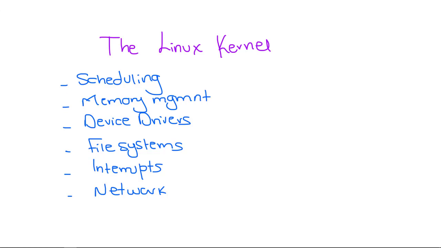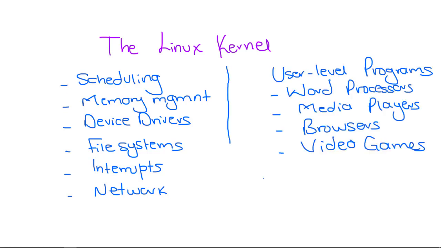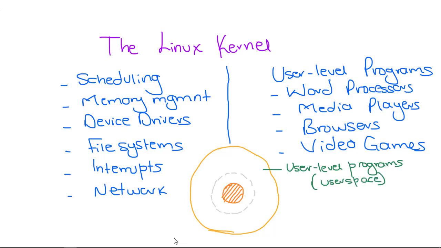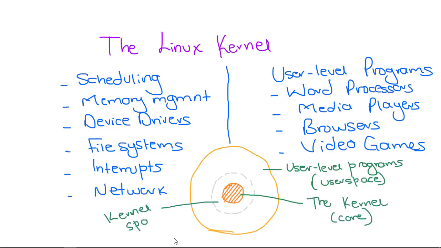These other useful utilities are collectively called user-level programs such as word processors, media players, browsers, video games, just normal programs that we interact with on a daily basis. Because the kernel cannot work on its own. It needs them in order for it to function. You can liken it to a car in which you have the engine as the central part, but you also need other components, the wheels, battery, seat, chassis, in order for you to have a functional car.